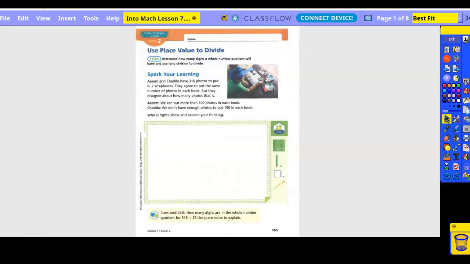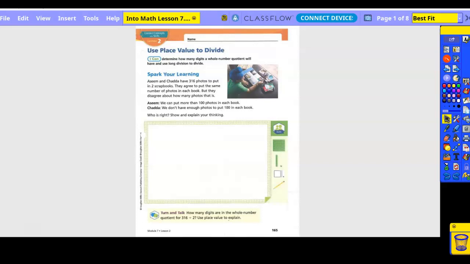Spark your learning. Asim and Ashada have 316 photos to put into 2 scrapbooks. They agree to put the same number of photos in each book, but they disagree about how many photos that is. Asim says that we can put more than 100 photos in each book. Ashada says we don't have enough photos to put 100 in each book. Okay, so who might be right?